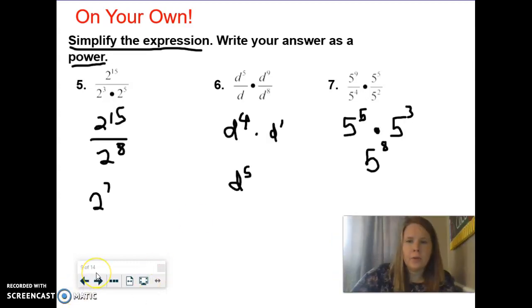All right, hello and welcome back. In my first one, so problem number 5 here, what I did is I added the two exponents in the bottom. Then I can do the division part, which means I'm subtracting those exponents. You get 2 to the 7th.